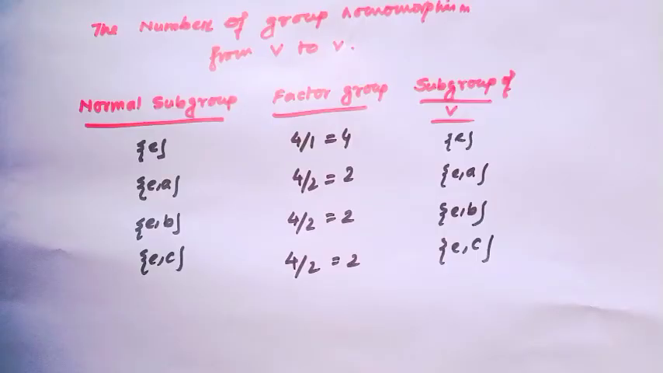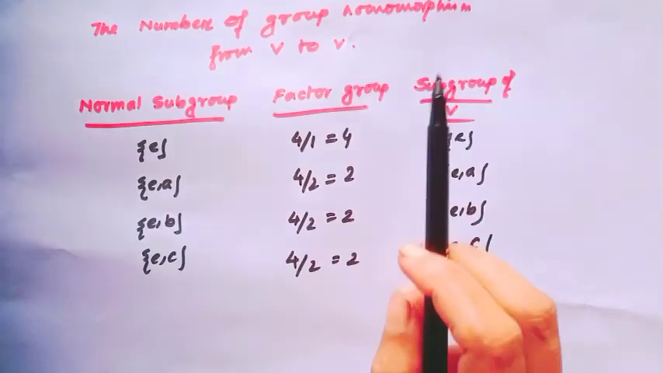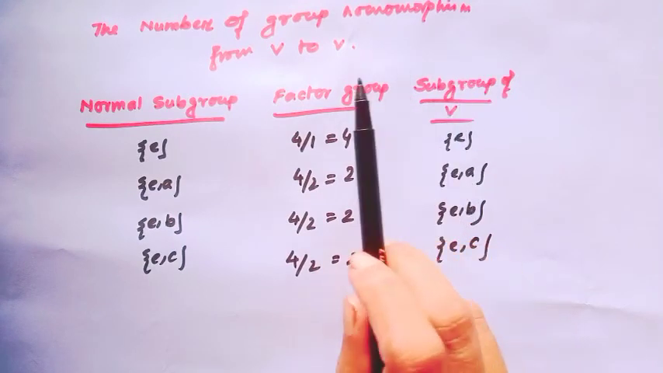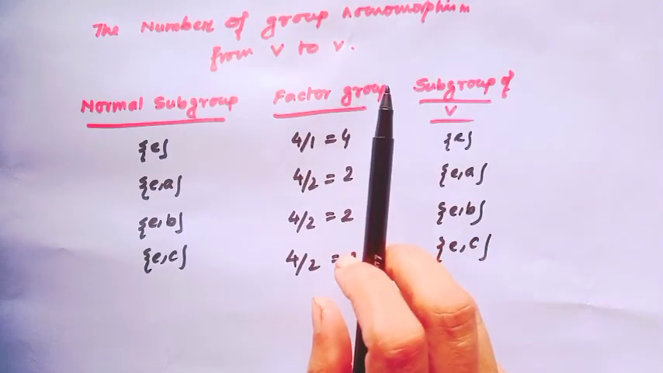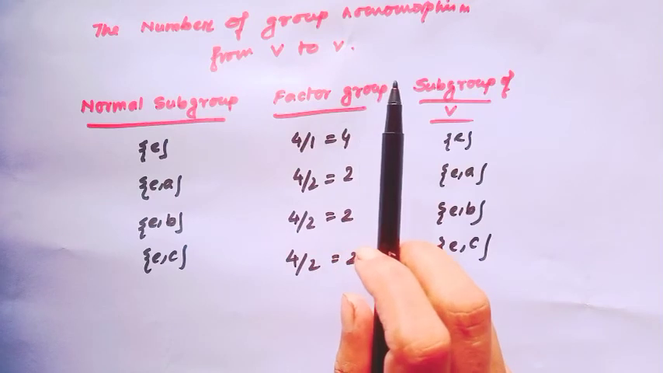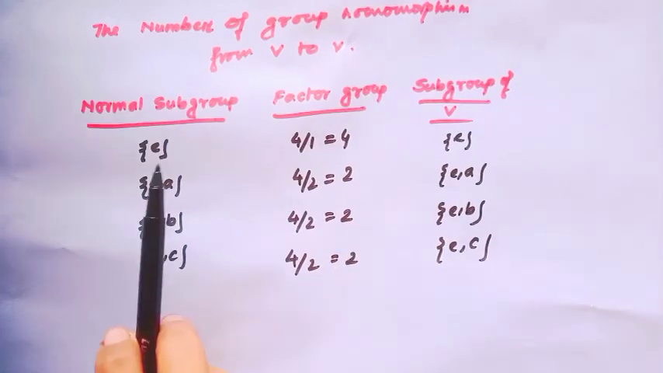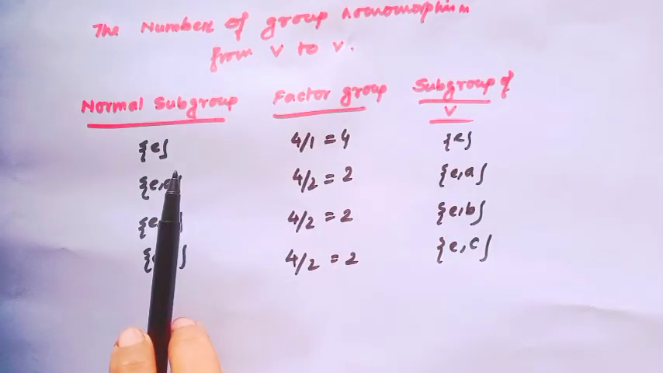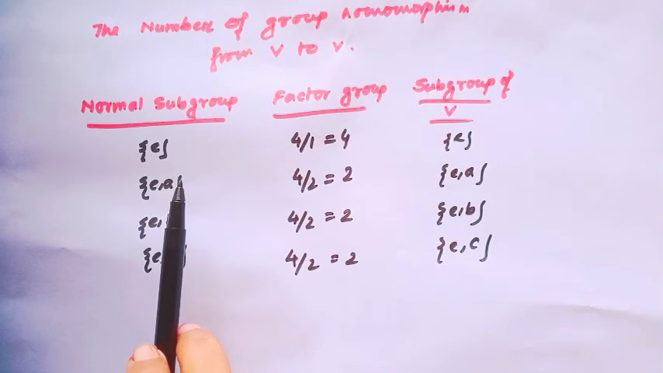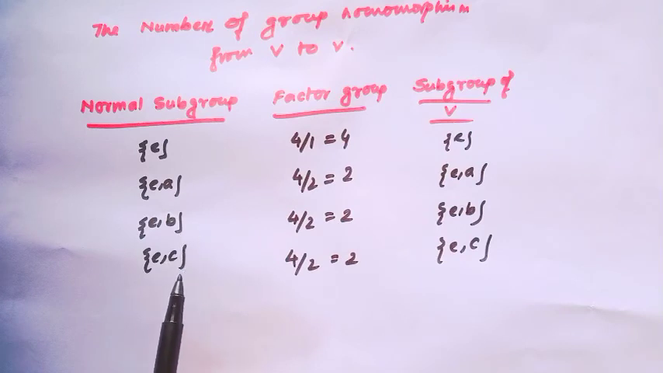Now let's see another interesting example. The number of group homomorphisms from Klein 4 group to Klein 4 group. Here the domain and codomain are the same. We all know the normal subgroups of the Klein 4 group are identity, the set containing the elements E and A, the set containing the elements E and B, and the set containing the elements E and C. Okay?